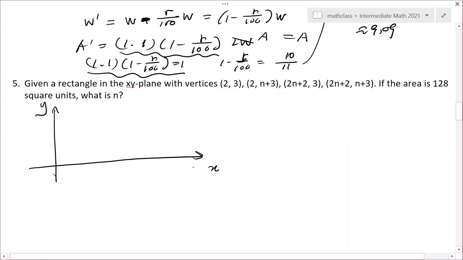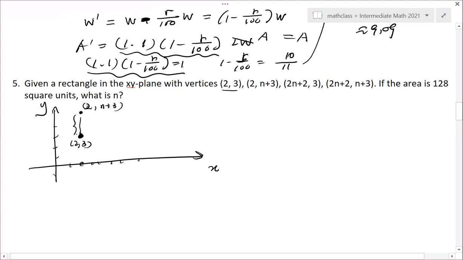Every point in the XY plane can be described by two numbers that are called the coordinates. So this rectangle has a vertex at 2 and 3. That's one point. Clear, it's 2 and 3. And then 2 and n plus 3. I think the first coordinate is still 2. So 2 and n plus 3.